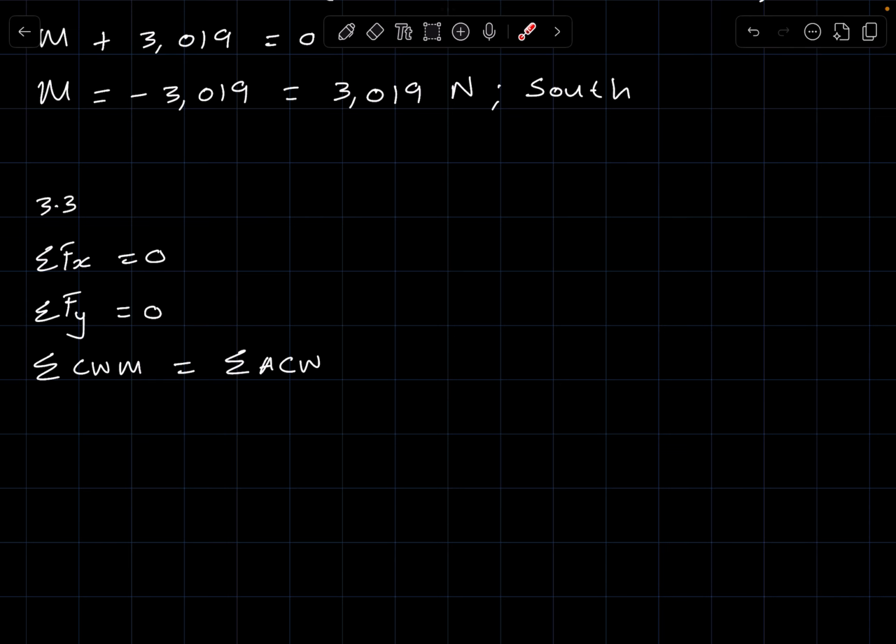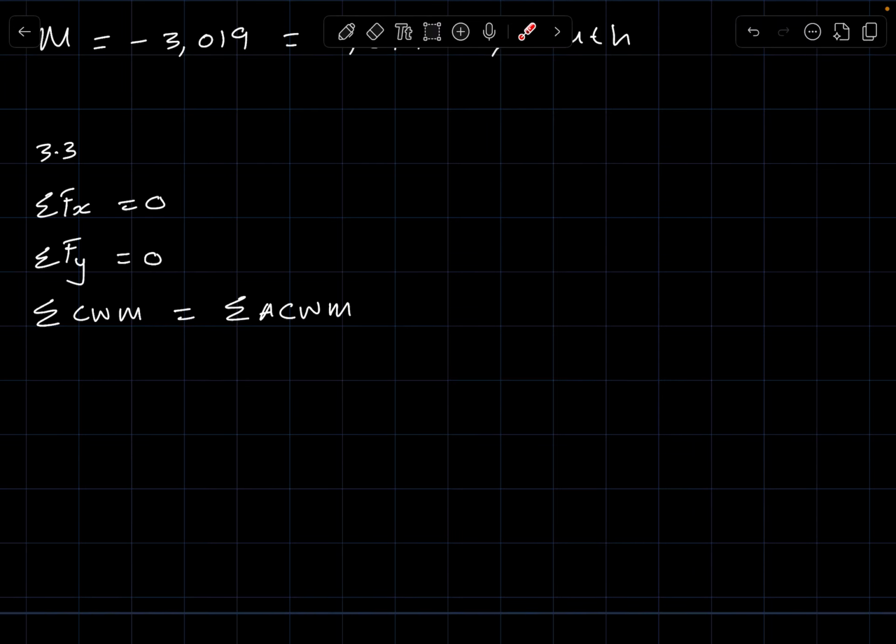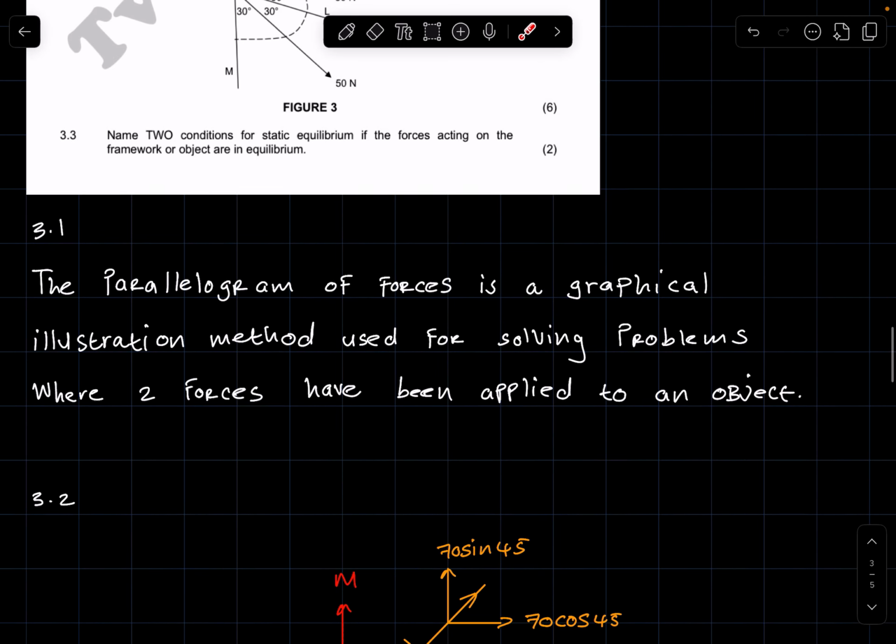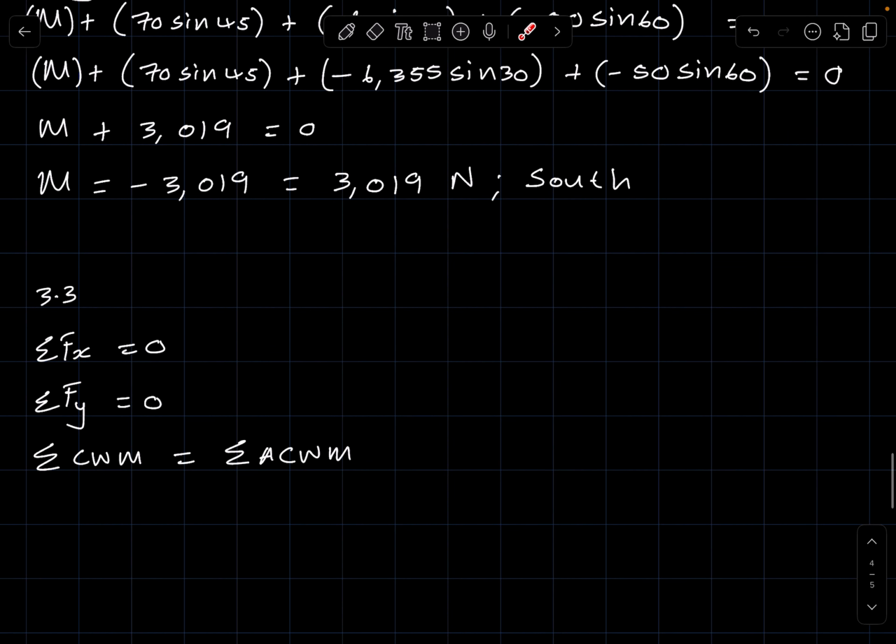The law of moments essentially states that for a system that is in equilibrium, the sum of clockwise moments about a point is equal to the sum of anti-clockwise moments about the same point. That's the law of moments. They only wanted us to state two conditions. You can state any one of these and they would be correct.